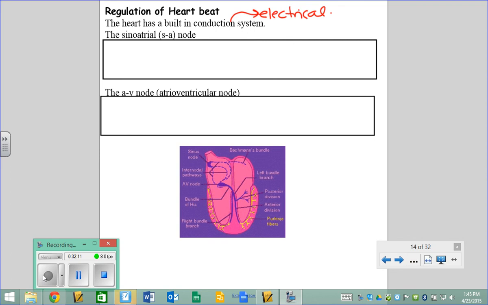So there are two parts that are of particular importance to us: the sinoatrial node and the AV node, which is the atrioventricular node. Now a node means like a collection or a bundle of fibers that are all meeting in the same spot. So your SA or sinoatrial node, you'll notice on my picture, is this collection. It's at the top. It's like a bundle. And it is located in your right atrium.